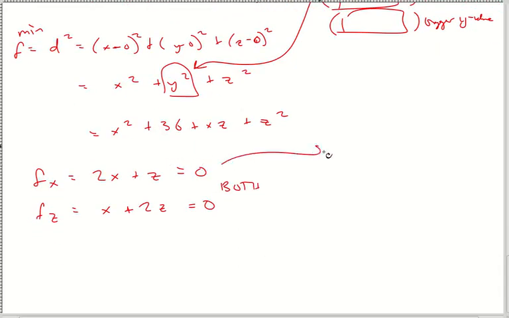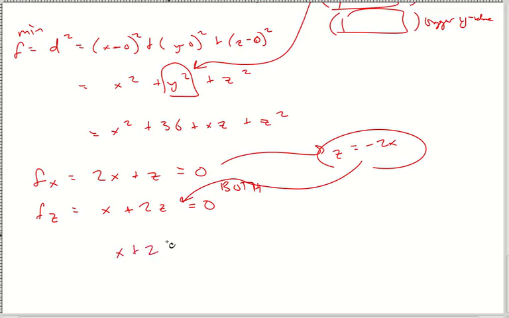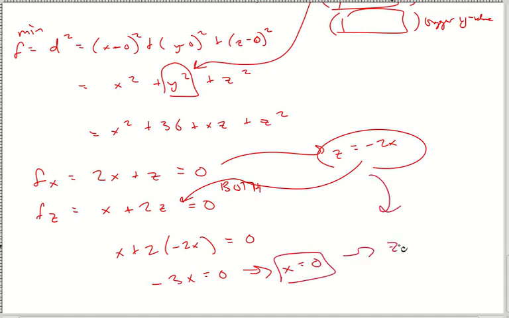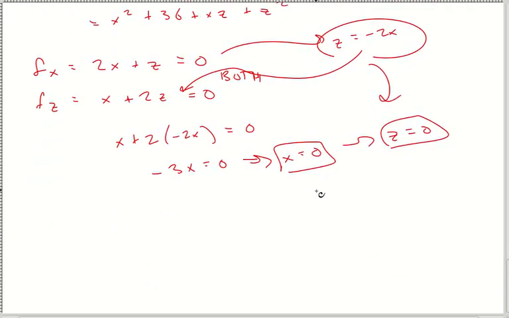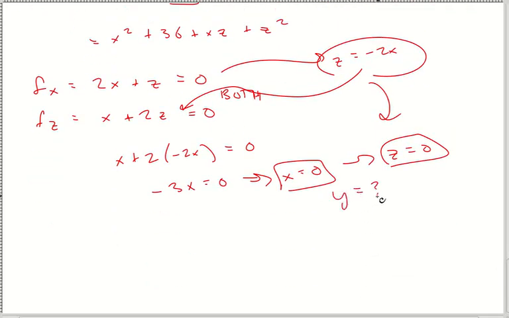If I take my z and say it's equal to negative 2x, I could plug that in right here. So I got x plus 2 times negative 2x is equal to 0. That's a negative 4, plus 1 is negative 3x equals 0. You can see basically x equals 0. And if that's the case, here we got z equals 0. Cool. What about my y? What is y equal to?